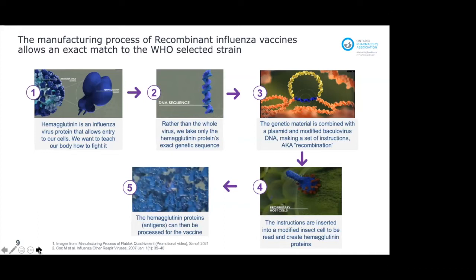material and combine it with a plasmid of the modified baculovirus DNA, which is basically making a set of instructions for the vaccine to be able to cause that recombination. So that's the form of manufacturing that occurs. And then in step 4, these instructions that are generated by the recombination are inserted into a modified insect cell, rather than that egg-based cell therapy that you usually see, that is read and creates hemagglutinin proteins. These proteins, or antigens, are then taken and processed to create that vaccine.